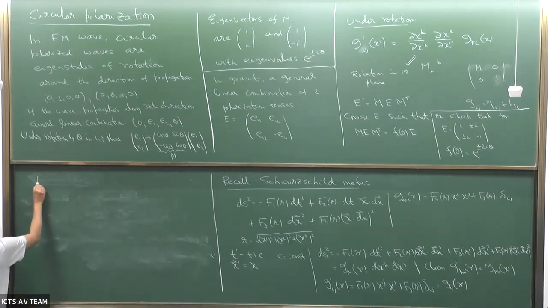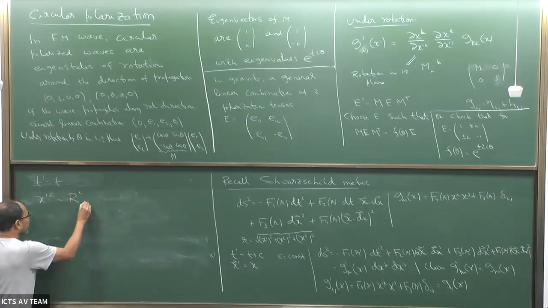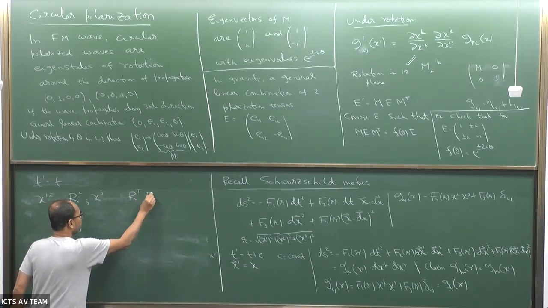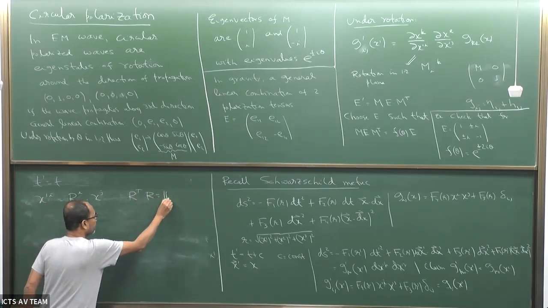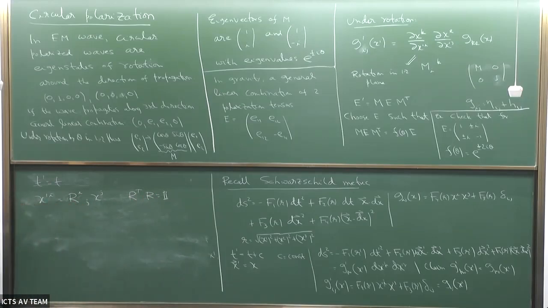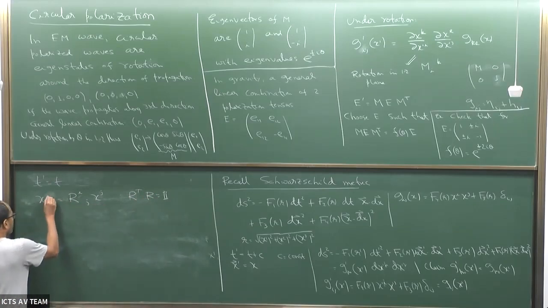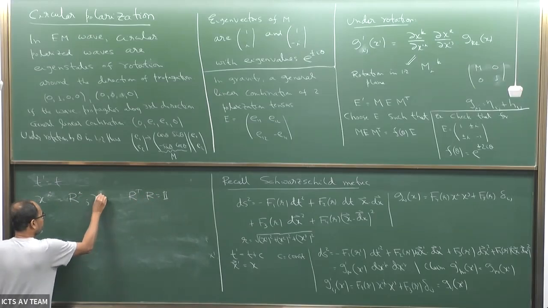So if we take t prime equal to t and x prime i equal to R ij x j, where R is a constant matrix with R transpose R equal to 1, the identity matrix. This is also an isometry. You can explicitly check. I can write this the other way, x i equal to R ij x prime j, because it will be easier to calculate.